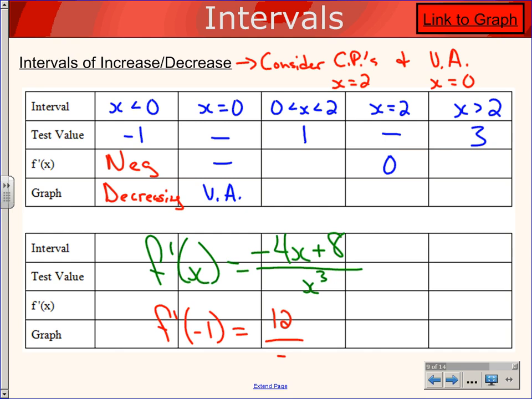If I sub in f prime of 1, what happens? Well, the top is 4 divided by 1, so positive here, which means we're increasing.